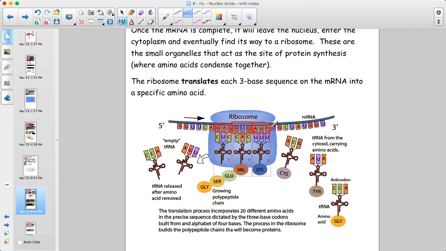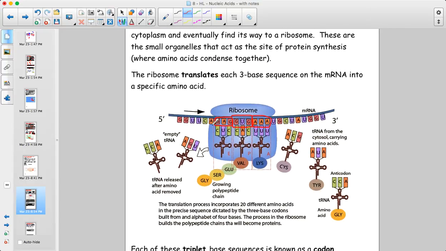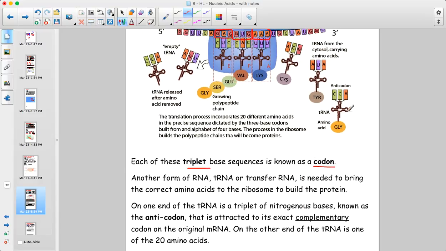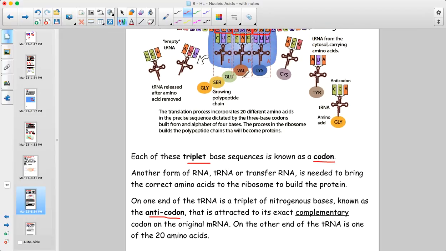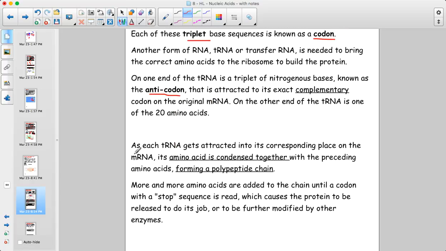Because if this is AAA, that's going to bind up with this other kind of RNA that has UUU, and UUU always has lysine bound to it. CAC always has valine bound to it. These are the amino acids. So every little 3-base sequence on the mRNA codes for a specific amino acid, and those little triplet-base sequences are called codons. This stuff that's bringing in the amino acids has the anticodon. It's the exact complementary 3-base strand, and they bring in the amino acids to get condensed together.